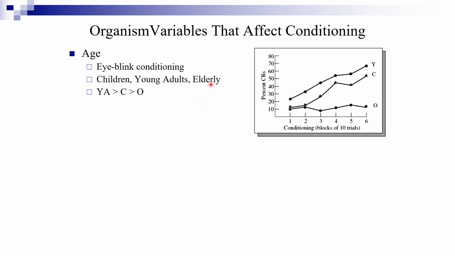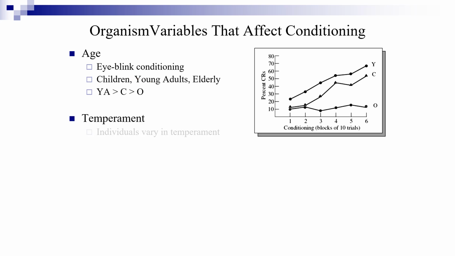So we have percent conditioned responses as a function of conditioning. And what we see is that the elderly people aren't really responding that much to eye blinking. But we see more eye blink responding with the young adults and with the children. Okay, so age in this example is somewhat affecting conditioning.